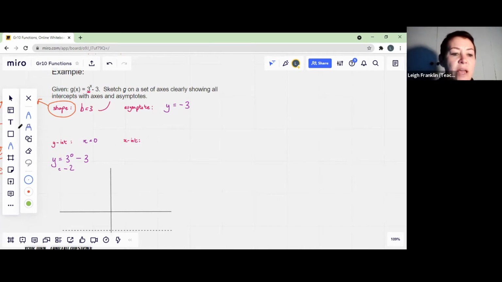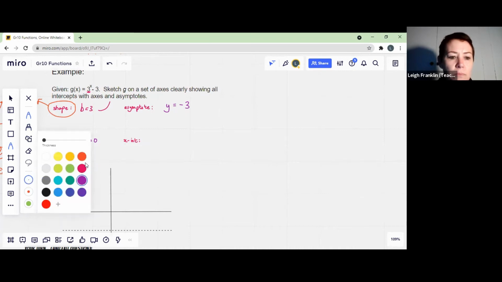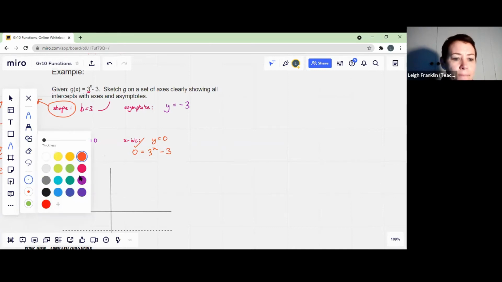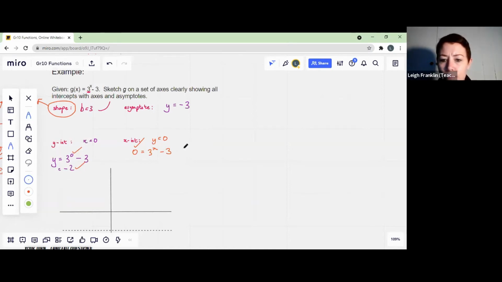Now, how do we find the x-intercept? By letting y be equal to 0. Well done. And we have to write that, Grade 10s. We have to make y equal to 0. So we write 0 equals 3 to the x minus 3, because there's always going to be a method mark for that. And now what are we going to do with this minus 3 on the right-hand side? You're going to take it to the other side to make it positive 3. Beautiful.